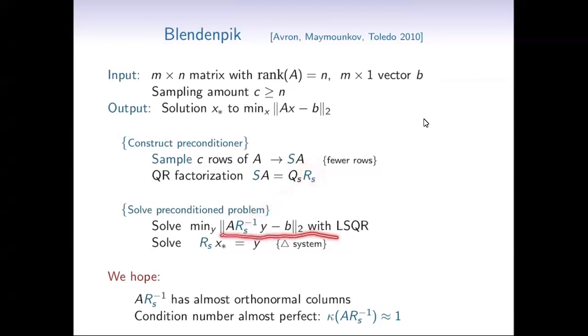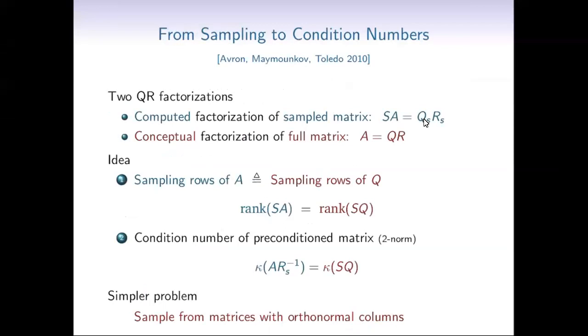We solve this with our iterative method LSQR. Once we are done, we retrieve our original solution. All the while, we hope and pray that this condition number is really close to 1, so we get fast convergence here. Okay. So how do we get from sampling to condition numbers?